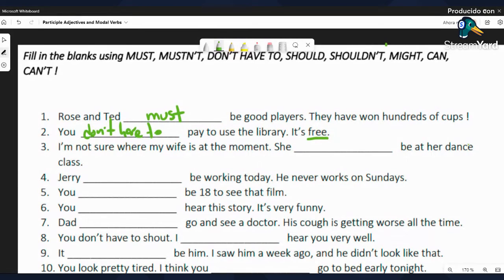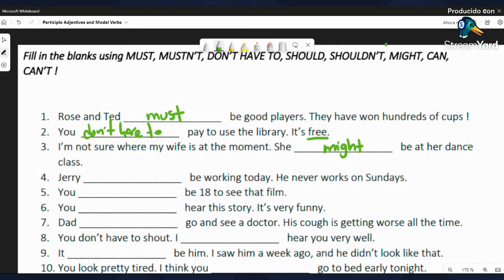Number three, I'm not sure where my wife is at the moment. She be at her dance class. In here, I can use the modal verb might because it's a possibility. I'm not certain. I'm not completely certain about it. So she might be at her dance class.